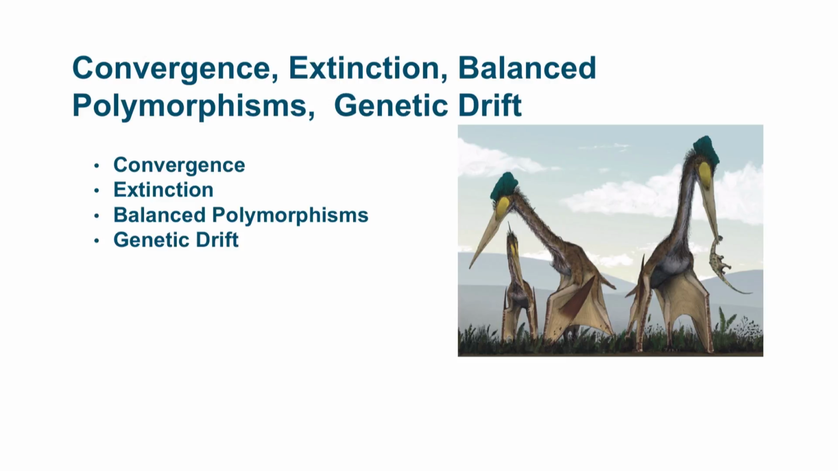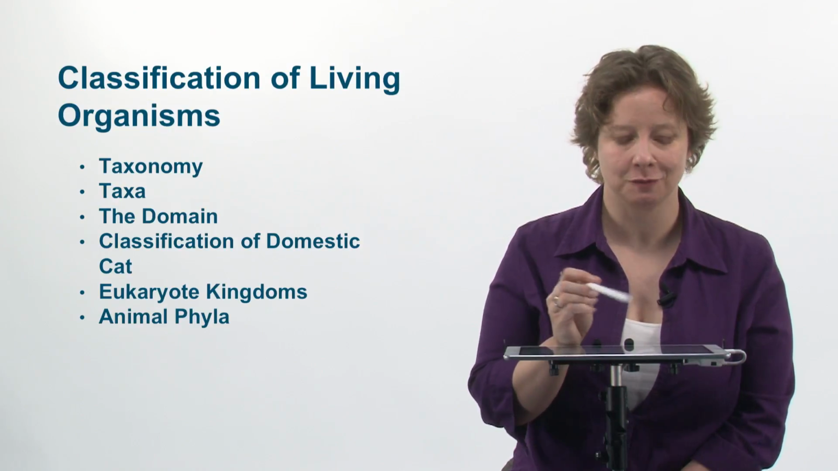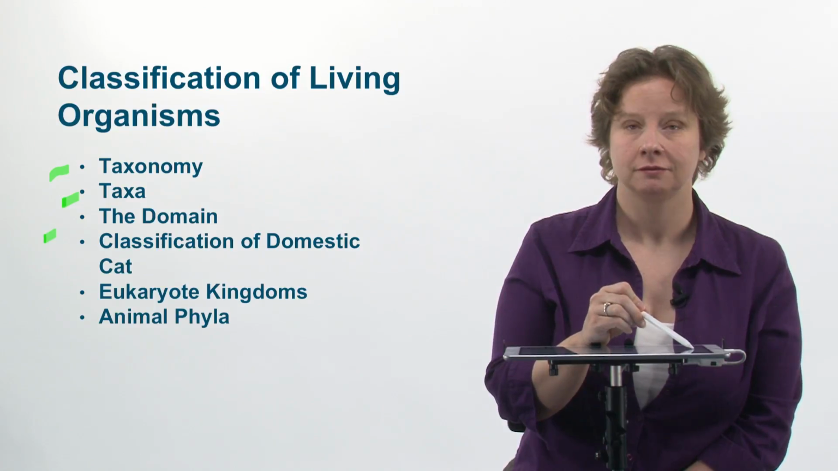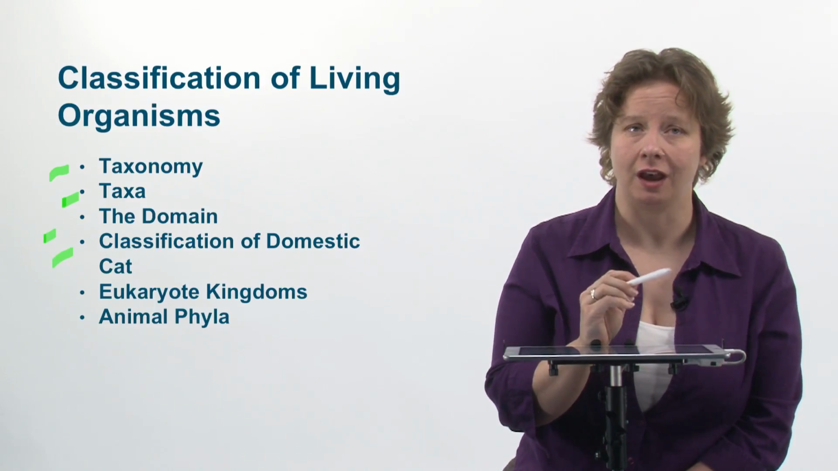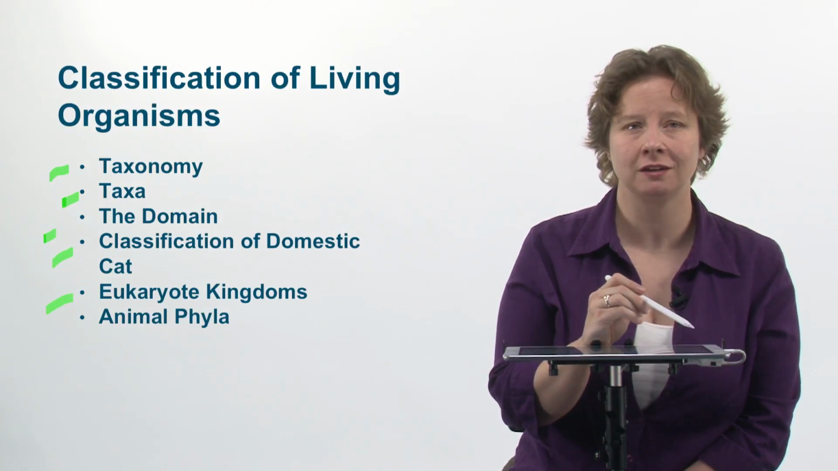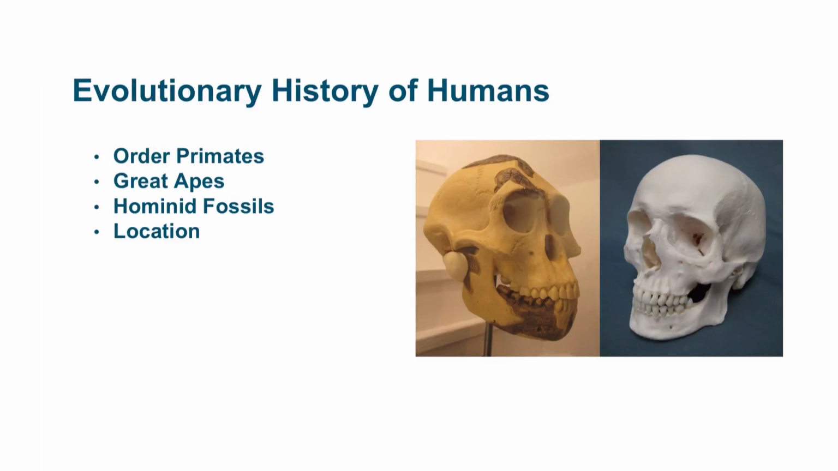In convergence, extinction, balanced polymorphisms, and genetic drift, with that unit we'll talk about convergence, extinction, balanced polymorphisms, and genetic drift in detail. And when we get to the classification of living organisms, we'll discuss taxonomy, taxa, domains. I'll give you an example of classifying a particular organism, the domestic cat. We'll talk about eukaryote kingdoms and particular animal phyla. And we'll finish this section with the evolutionary history of humans.